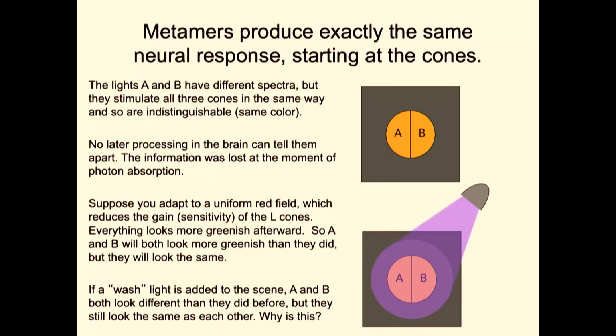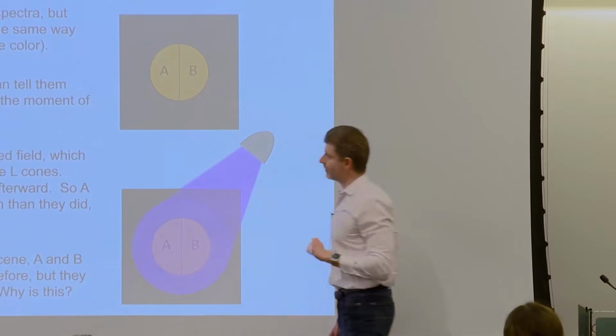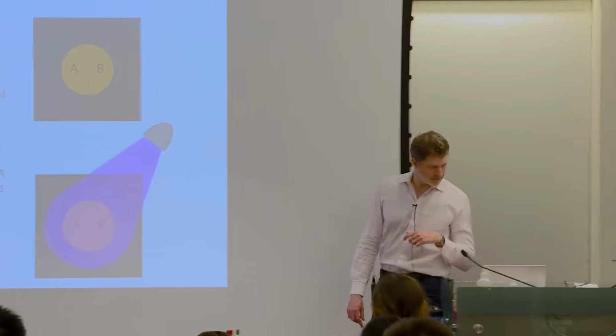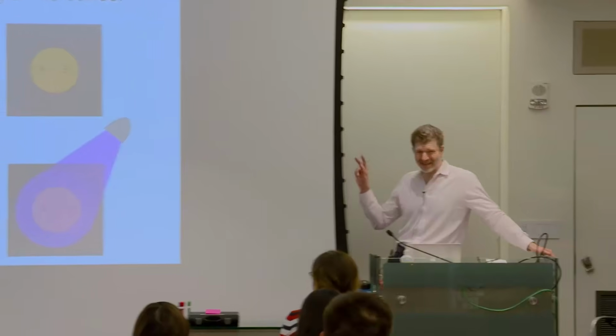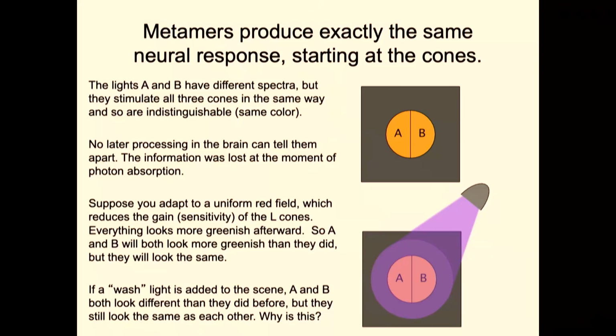Okay, so metamers produce exactly the same neural response starting at the cones. So here's an imaginary example. Lights A and B. So light A is projected on this half, light B is projected on this half of the circle. They have different spectra, but if they stimulate the 3 cones in the same way, they will be indistinguishable. So they'll look like the same color. Okay? And no later processing in the brain can tell them apart. Right? So the thing that distinguishes them was lost at the moment of photon absorption. Right? Because the only thing that your brain gets is the cone responses. Okay? So to tell these things apart, you'd have to get like a photometer and measure it with something else other than your eye. Okay.